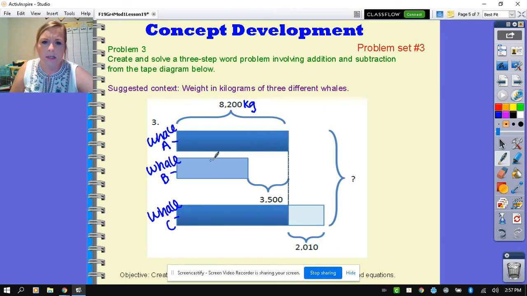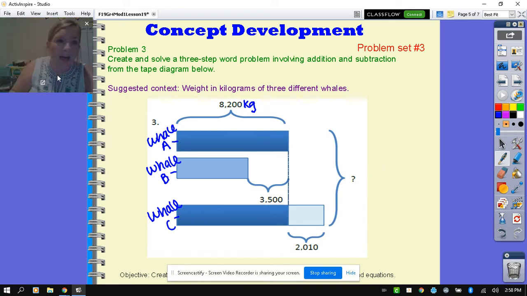Okay, so here we know for sure that whale A is 8,200, I'm going to just label it kilograms. But then we see here that whale B is less than our whale A, and it's less than whale A by 3,500. So that's going to have to be part of our word problem. But whale C is 2,010 kilograms greater than whale A. The overall question you can see over here from our question mark is, what is the weight of all 3 whales? So everything I just said, we're going to go ahead and write as a word problem so that you can go ahead and solve it.